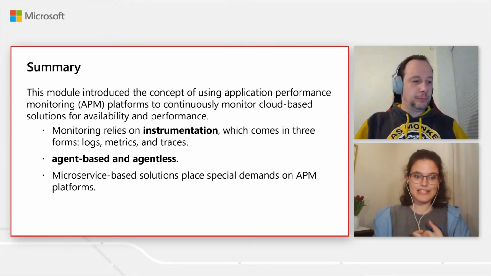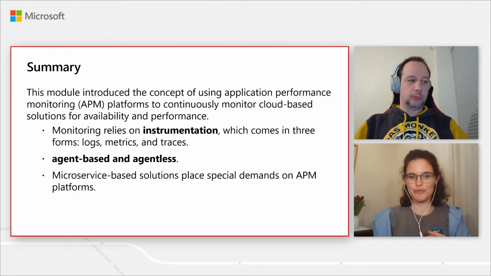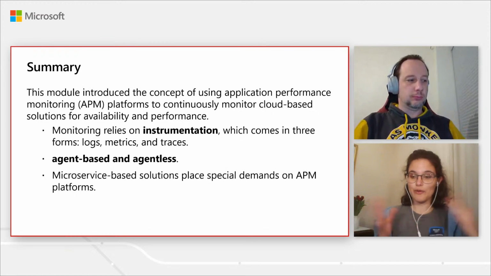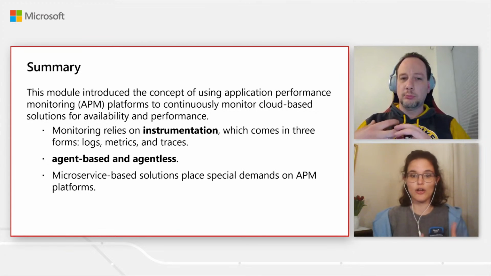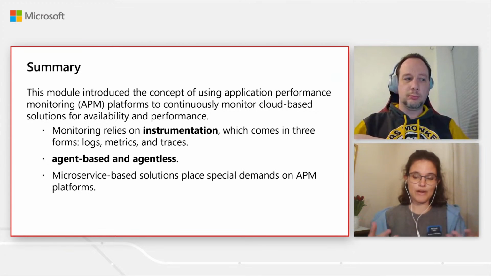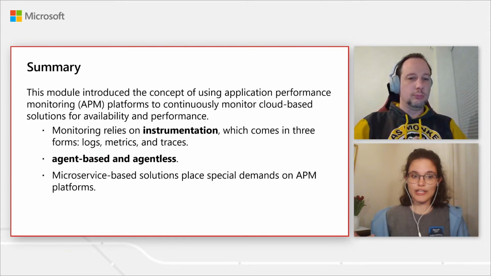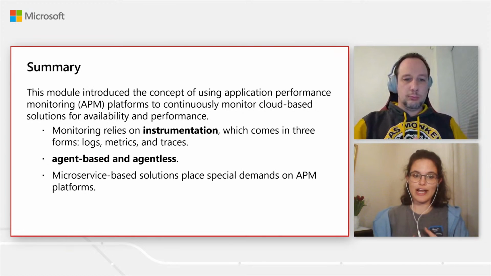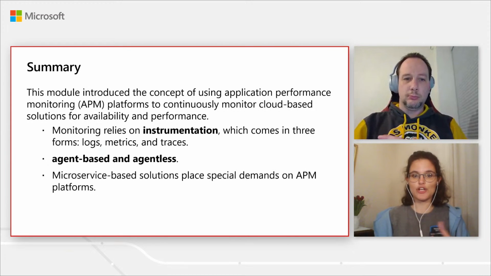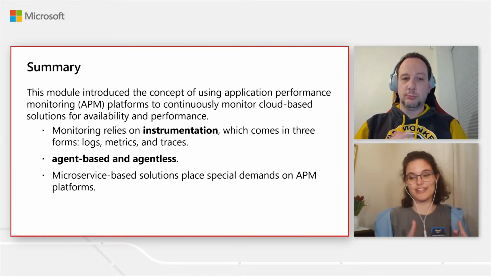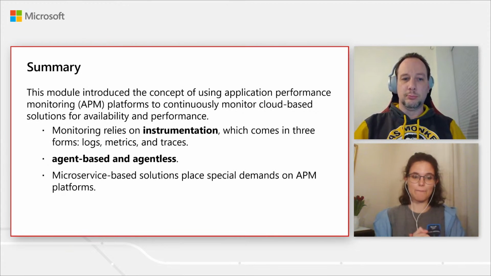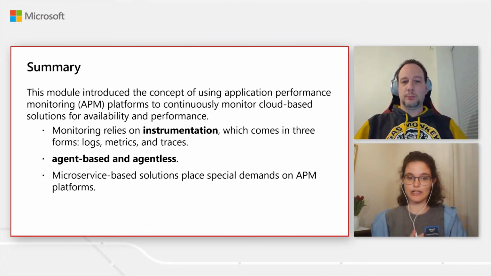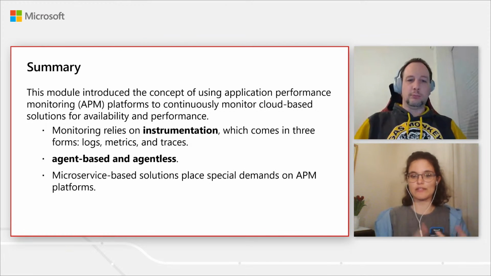For example, IT systems must be monitored in order to be managed effectively. Without monitoring, administrators don't know whether their solution is performing as intended, or potentially whether it is running at all. Another key takeaway is that monitoring relies on instrumentation, which comes in three forms: logs, metrics, and traces. We talked about it in our session. APM platforms fall into two categories: agent-based and agentless.